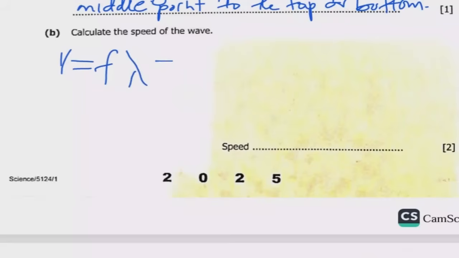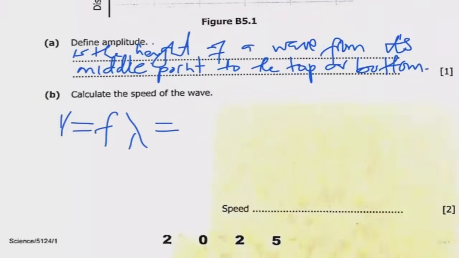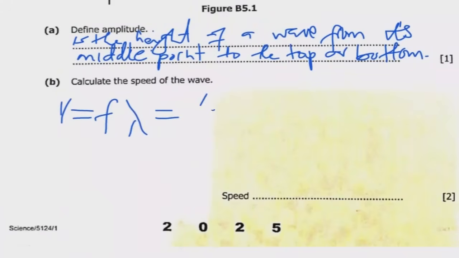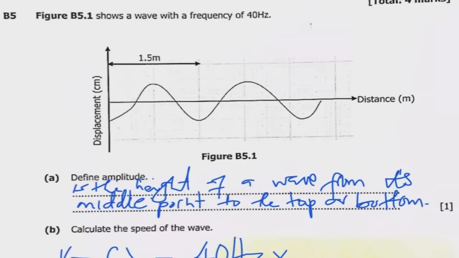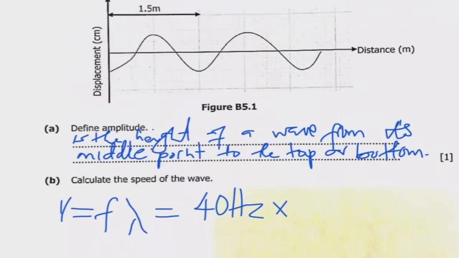So what we can do is put in the frequency. We are told the frequency is 40 Hz, so we are going to write 40 Hz times wavelength. So what is wavelength? We can go there and check. Wavelength is 1.5, you can see on the diagram there. That is wavelength, 1.5.